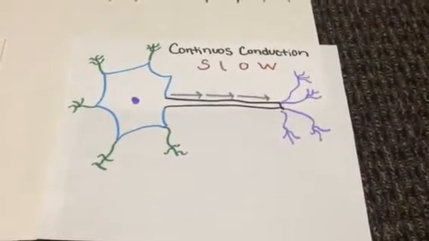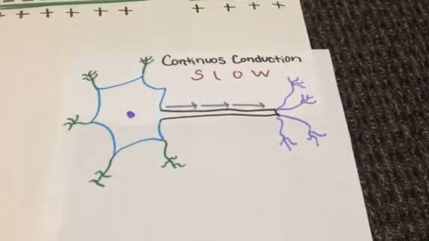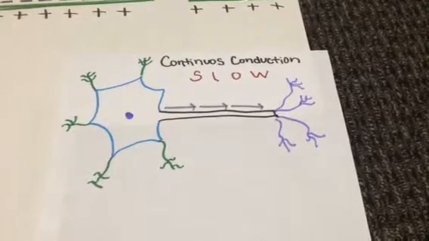Next, we have continuous conduction. Continuous conduction is the propagation of an action potential down an unmyelinated axon. This type of conduction is much slower.